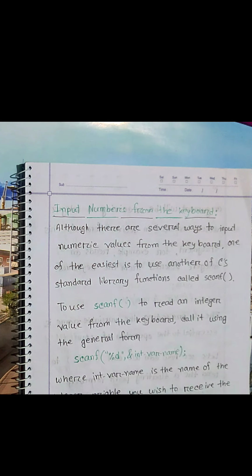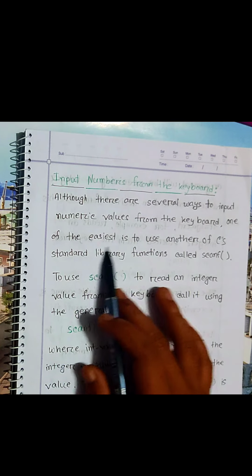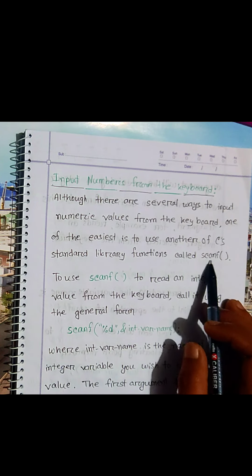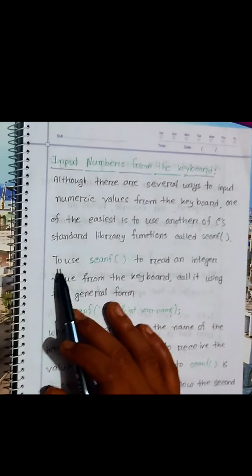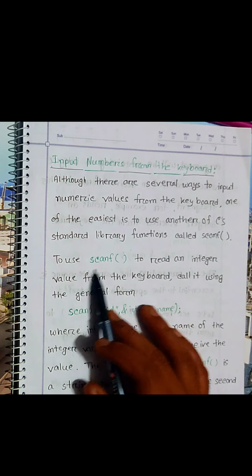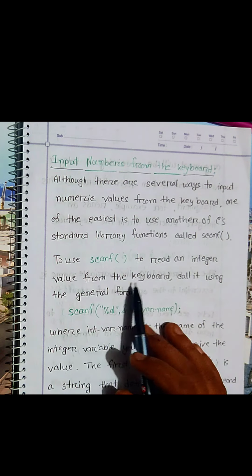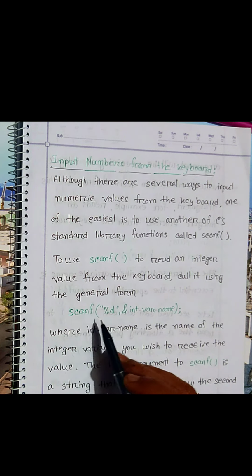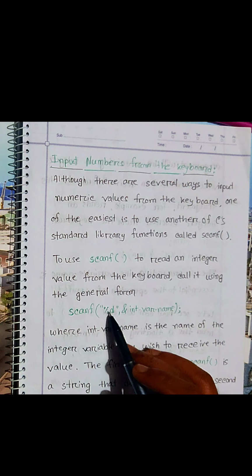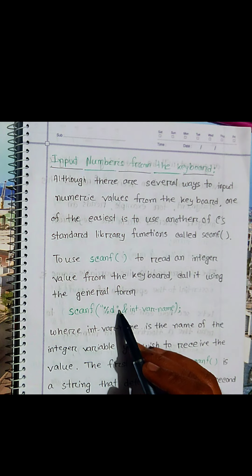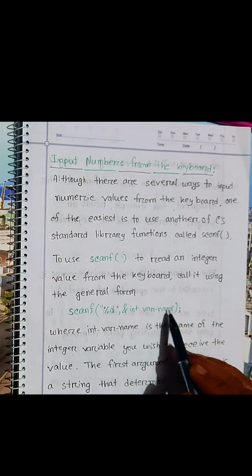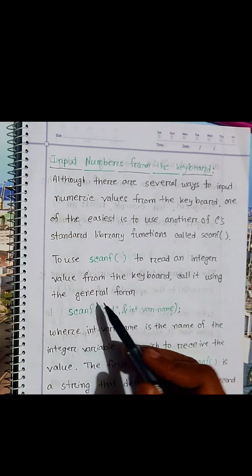Although there are several ways to input numeric values from the keyboard, one of the easiest is to use another of C's standard library functions called scanf. To use scanf to read an integer value from the keyboard, call it using the general form: scanf, double quotation, %d, double quotation, comma, ampersand, integer variable name, because it's an integer number.